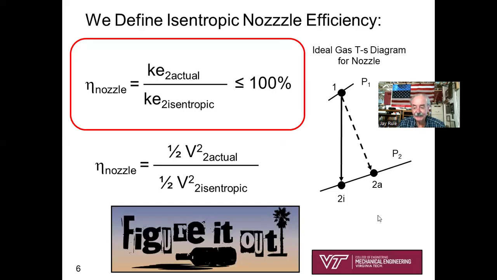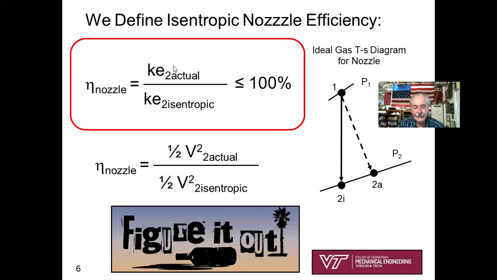And I'm delighted that at least in this video, I've got my isentropic and actual states labeled properly, so I don't have to go offline and change that.